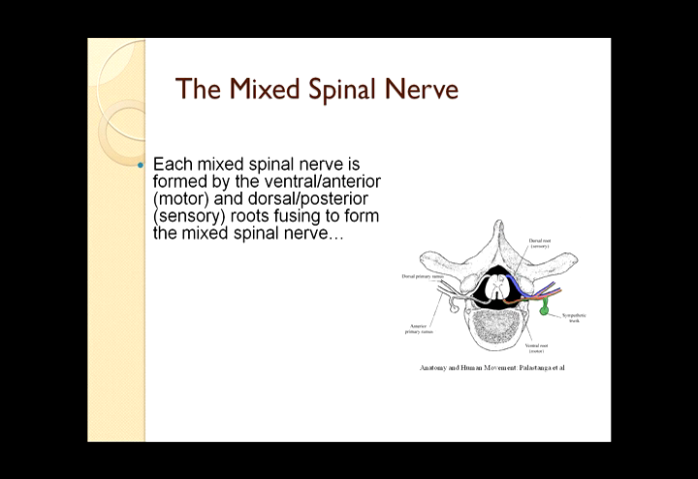Here we have the dorsal root, the blue area, which is the sensory root, and anteriorly we have the motor root. So all motor fibers exit the spinal cord anteriorly. All sensory fibers enter the spinal cord posteriorly. But by the time we get to the intervertebral foramen here, the fibers of the sensory root and the fibers of the motor root have merged, forming the mixed spinal nerve.